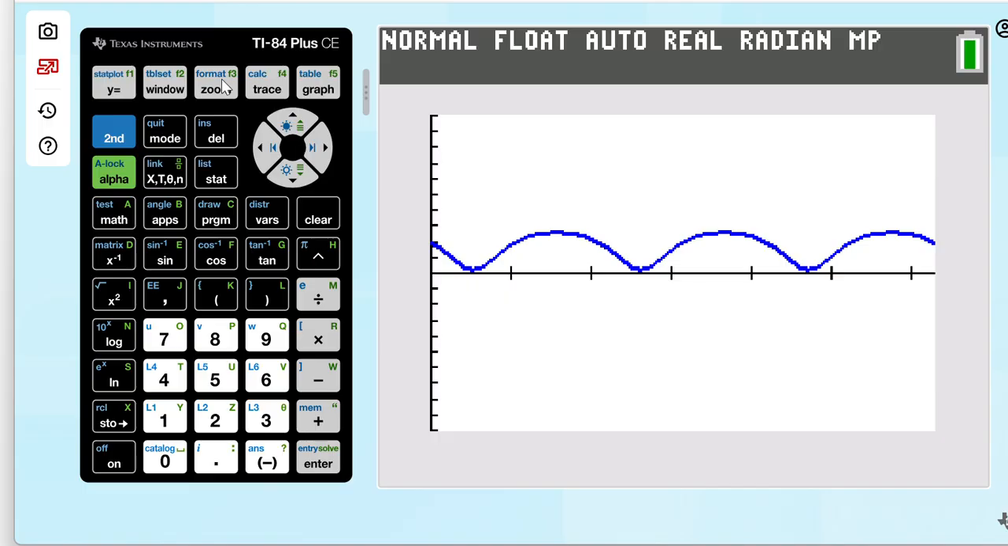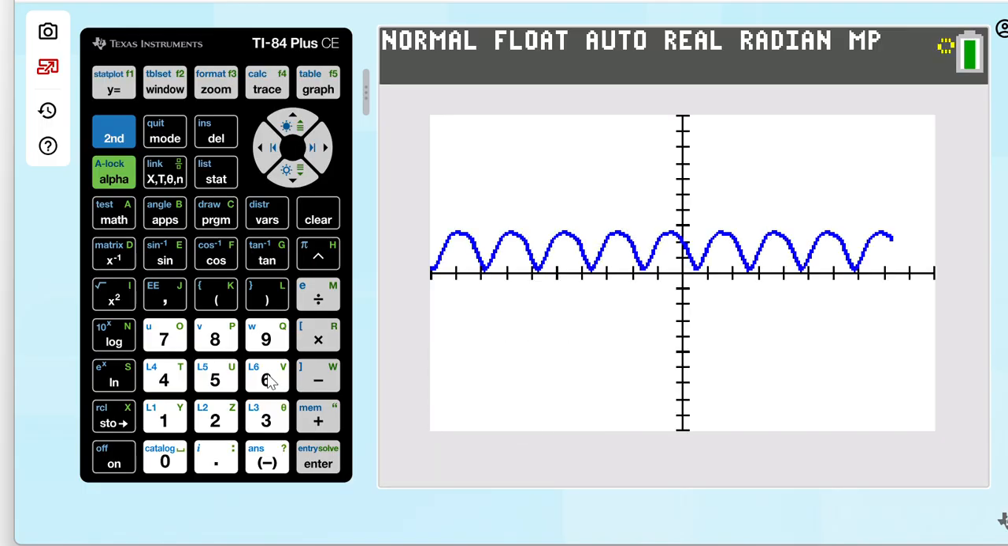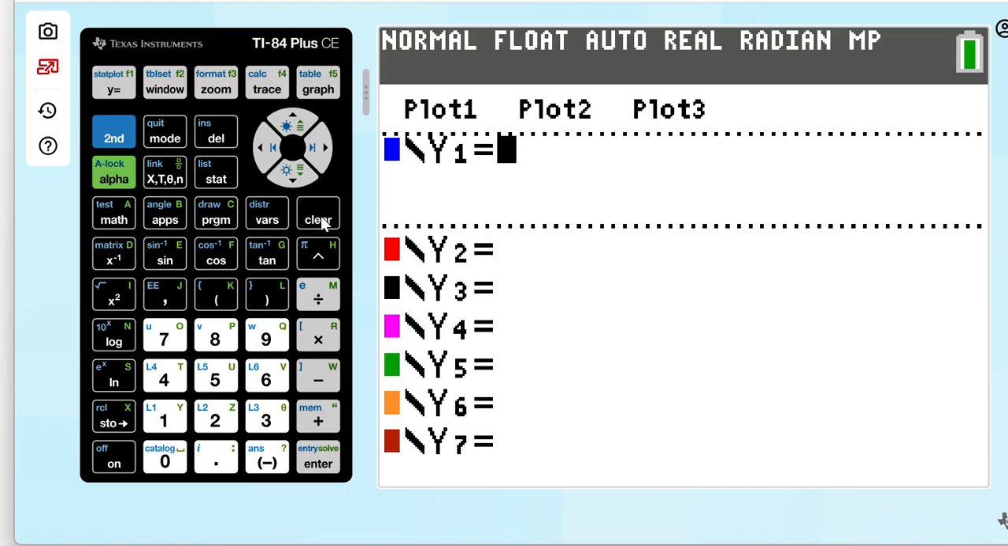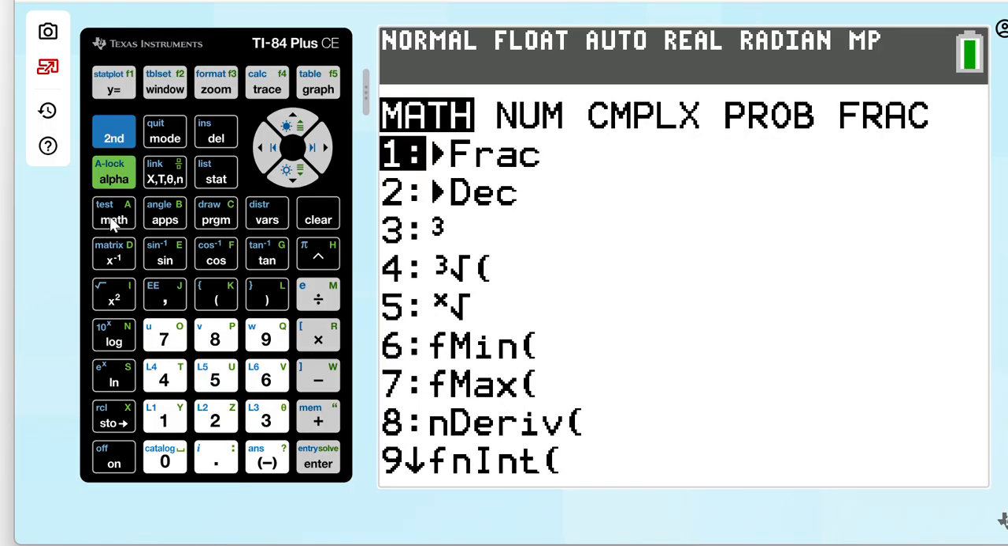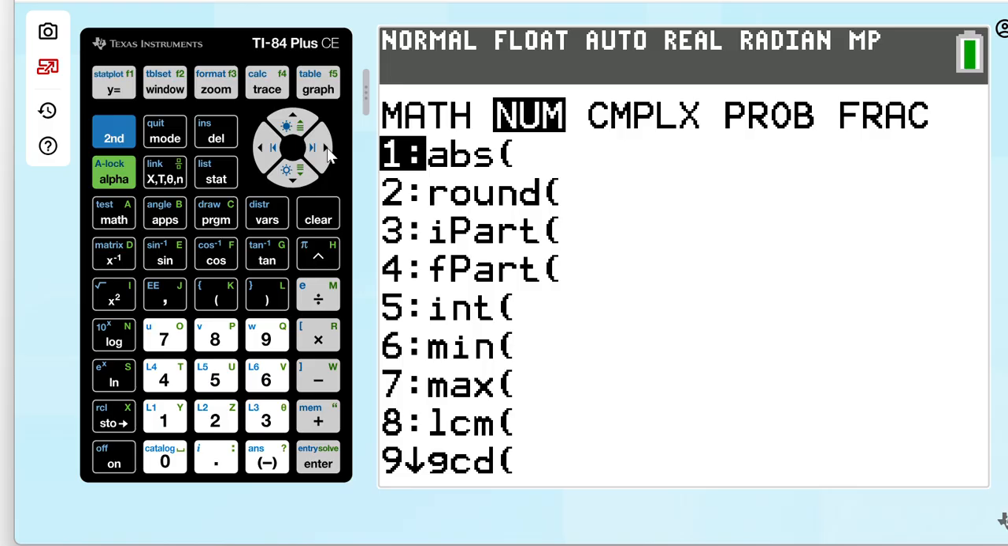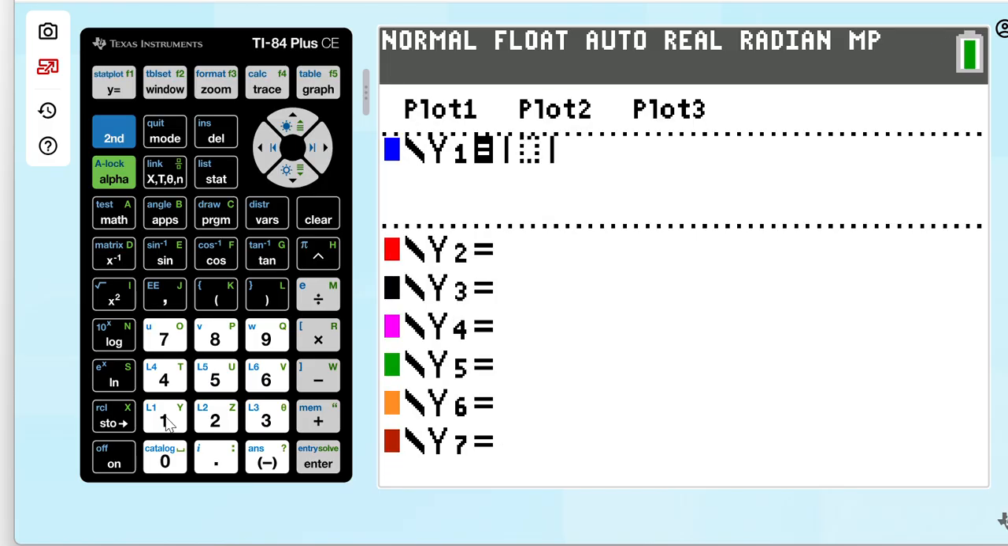So we're going to hit zoom first and go back to zoom standard, so we have our regular window here. And then we're going to go into our y equals, clear out that equation, and put in our new function, starting with absolute value, which is in the math window. So we're going to hit math, go to the second column, and it's option number 1. So now we have our absolute value, and we have negative t cubed, but we'll use x because that's our option here. Negative x cubed plus 2x squared plus 2 to the power of negative x. And that's all inside of our absolute value.